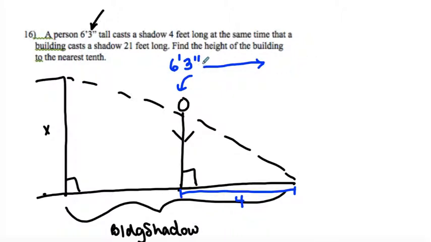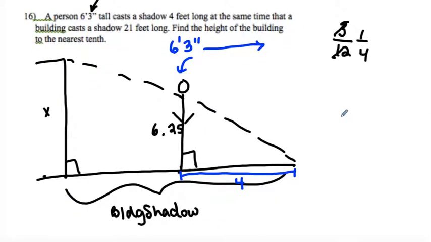So 6 feet 3 inches. 3 inches is 3 over 12 because there's 12 inches in 1 foot. So it would have been 1/4. So then his height would have been 6.25. Then you could write an equation or a proportion. 4 over 6.25 equals 21 over x, because the building shadow was 21. Some of you turned it into inches. That's much harder. I wouldn't have done that.